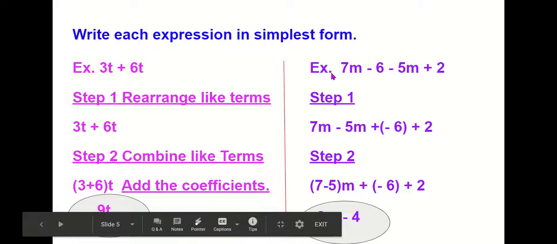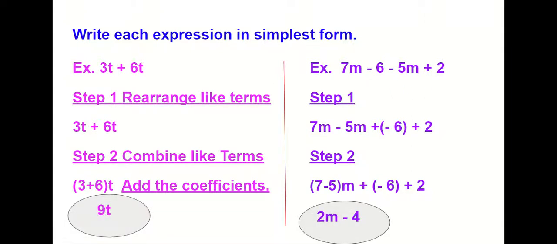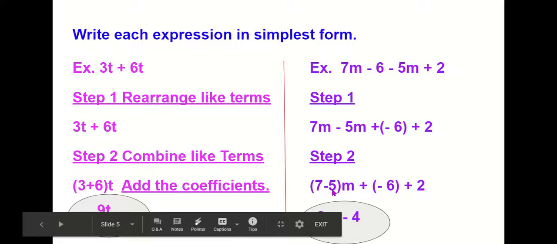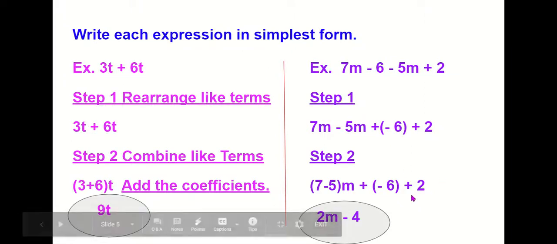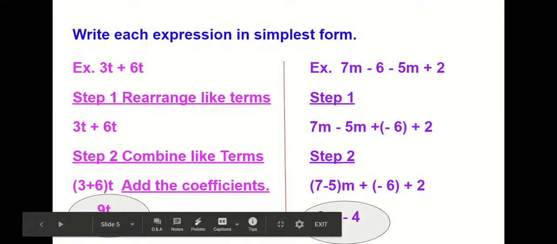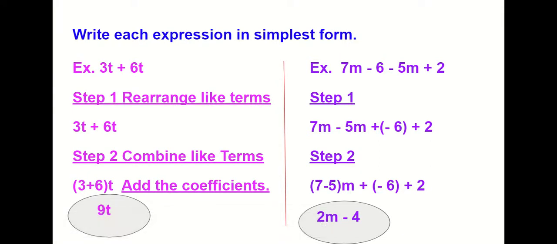Let's look at another example. We have 7m minus 6 minus 5m plus 2. When we look at that one, we can group like terms. So we'll put 7m and minus 5m together, and then we'll put negative 6 plus 2, our constants, together. As we combine like terms, we're going to add the coefficients for these two. So 7 minus 5 gives us 2m. Then we'll combine these like terms, negative 6 plus 2, and we'll get negative 4. So for our final answer there, we have 2m minus 4.